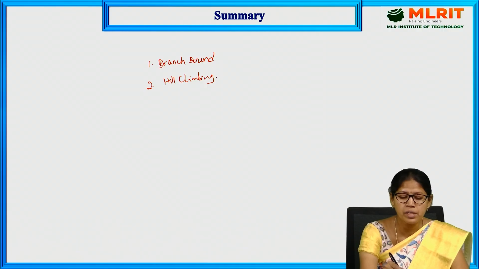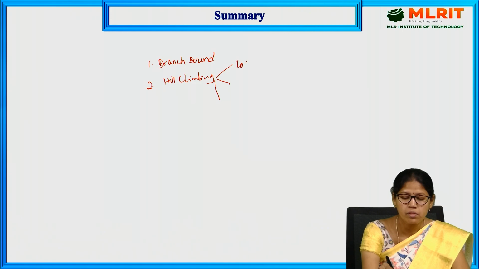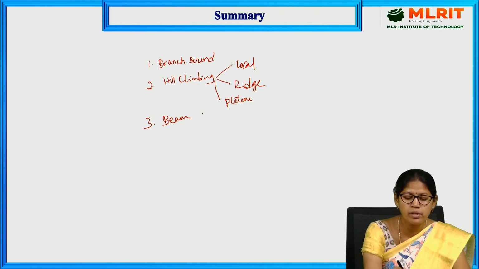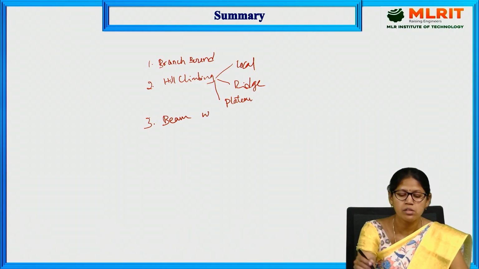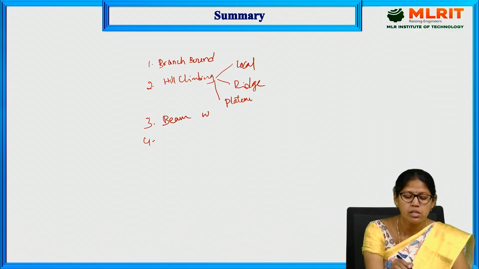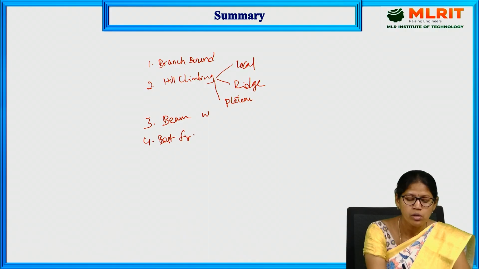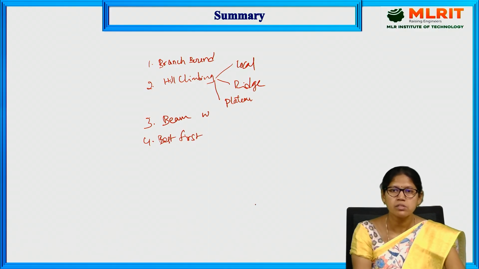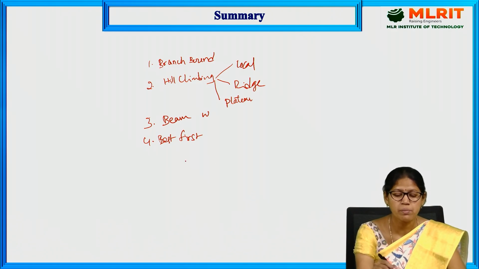Okay, hill climbing has three problems: local maxima, ridge, and plateau or flat area. Next, the third one is beam search. So W number of nodes will be carried to reach the goal state. The fourth one is best first search. So only one best node will be carried to the goal state. This is the summary of today's session.